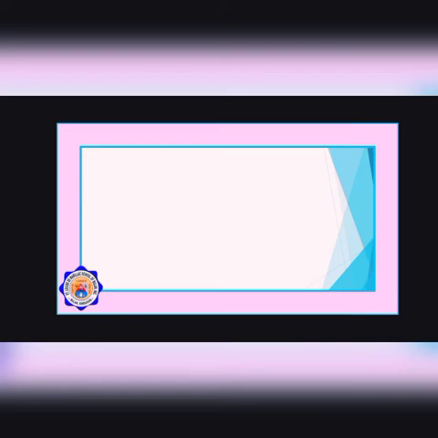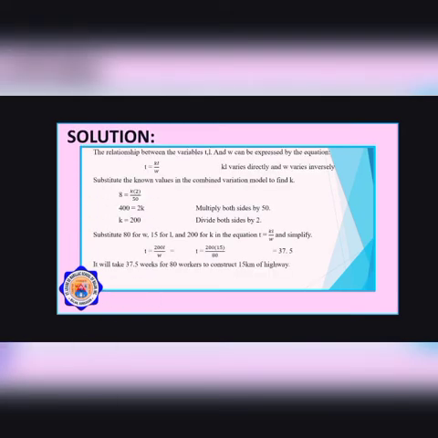So, first, for the solution, the relationship between the variables t and L and W can be expressed by the equation t is equal to k times L.